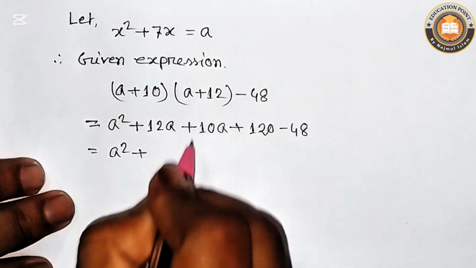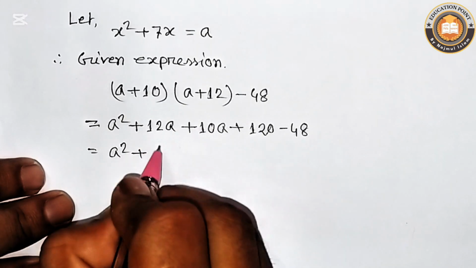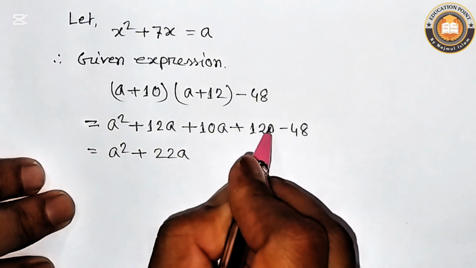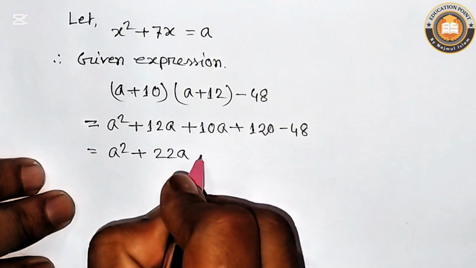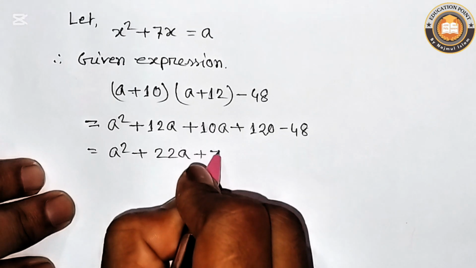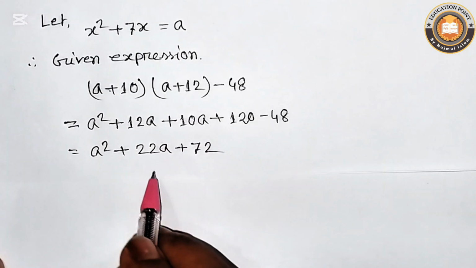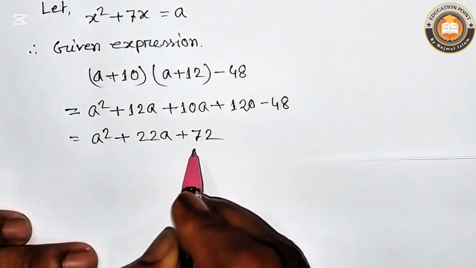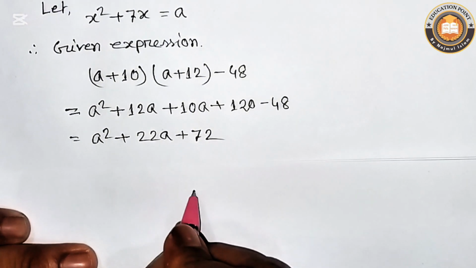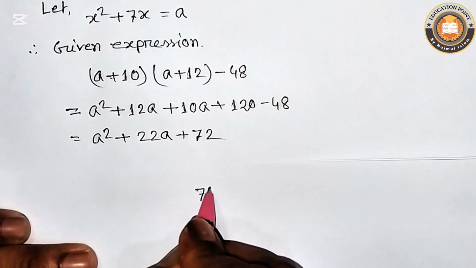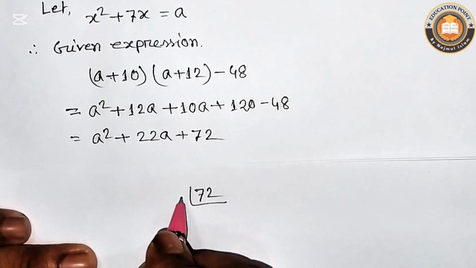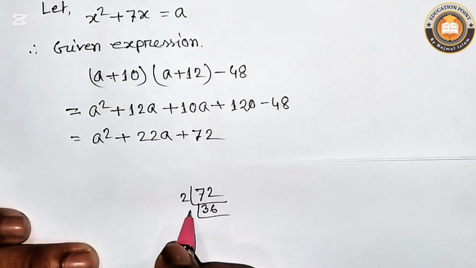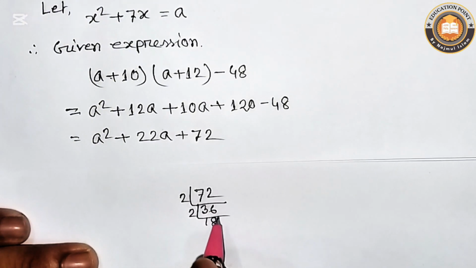A square plus the added value of 12a and 10a equals 22a. Here the subtracted value of 120 minus 48 equals plus 72. Here we will apply the middle term rules. At first we will find out the factors of 72. 72 divided by prime number 2 equals 36. 36 divided by 2 equals 18.